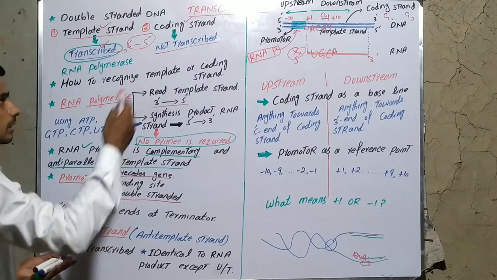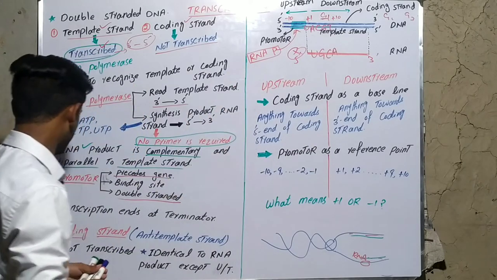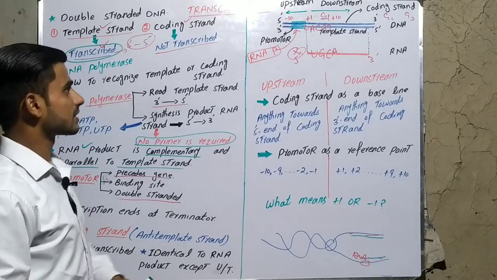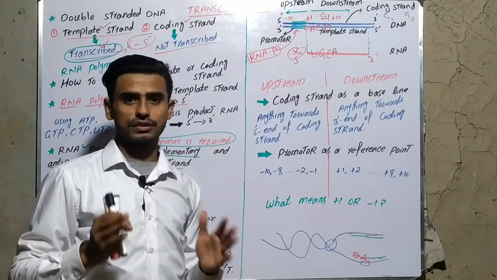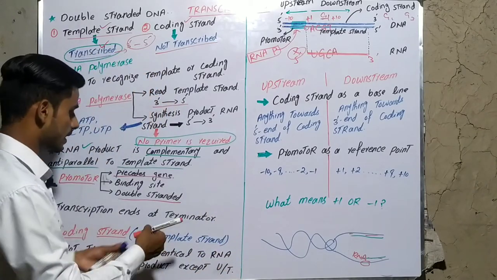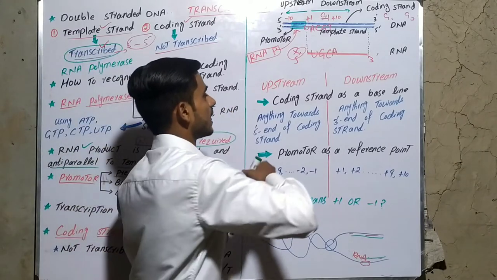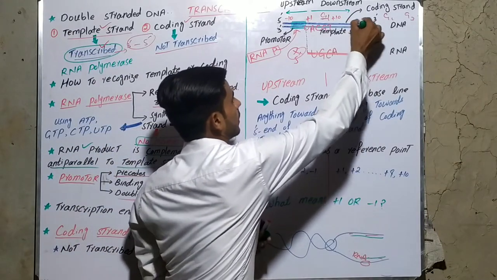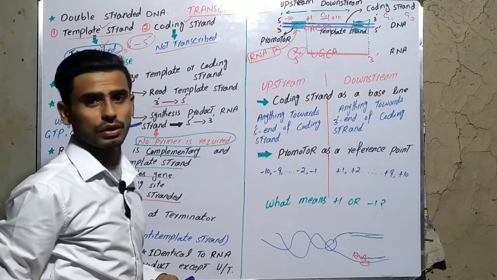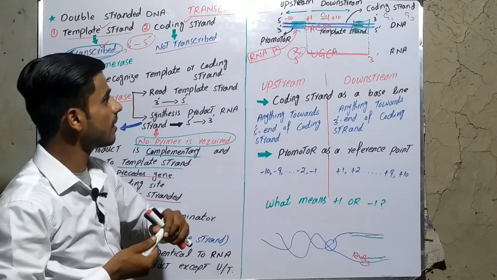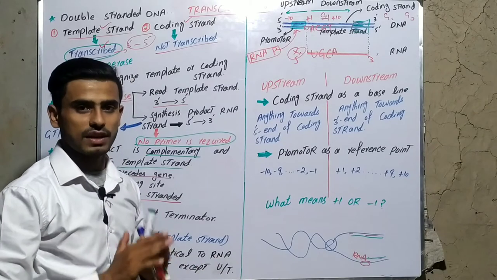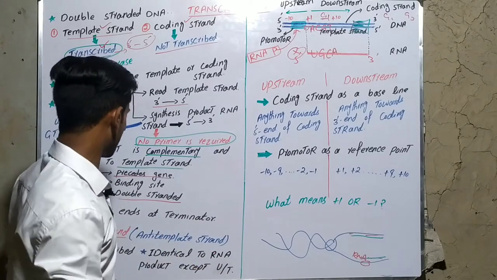So now transcription has started and elongation occurs, but transcription ends at the terminator. Just like the promoter is the initiator of the transcription and will start the transcription, there are terminators at the end of the gene. So here is the promoter, here is the terminator. When RNA polymerase sees the promoter, it will start the transcription. But when RNA polymerase sees the terminator, it will end the transcription. So in this way, transcription will end.